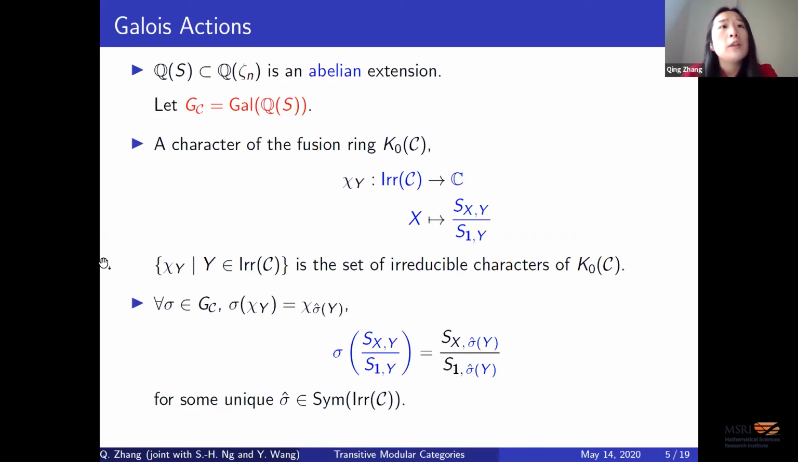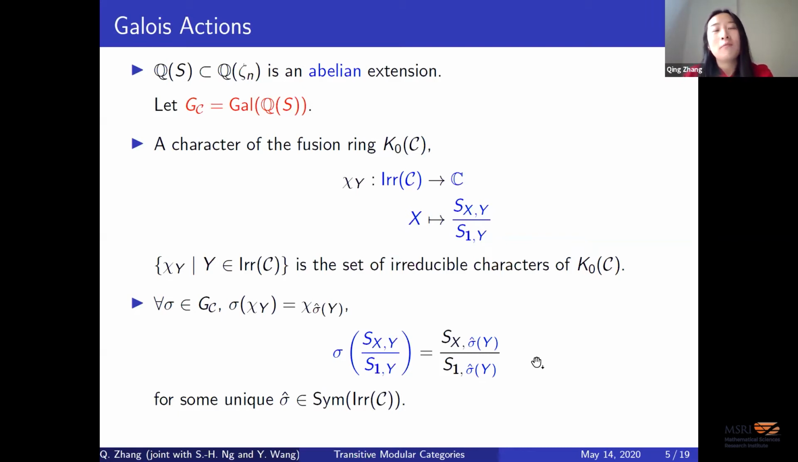Therefore, if we take any element sigma in the Galois group and act on S_XY divided by S_1Y, there is a unique permutation sigma hat of the simple objects such that sigma acting on this gives the entry indexed by sigma hat of Y. This is how the Galois group acts on the entries of S.